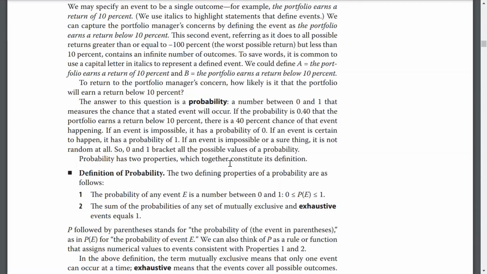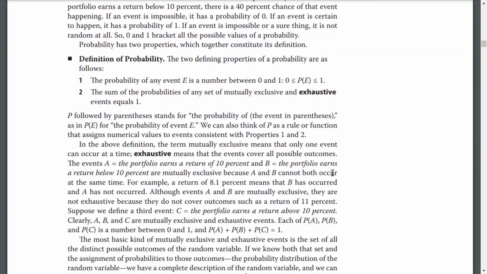Probability has two properties, which together constitute its definition. The two defining properties of probability are as follows. 1. The probability of any event E is a number between 0 and 1, where the probability of the event happening is between 0 and 1. 2. The sum of the probabilities of any set of mutually exclusive and exhaustive events equals 1.